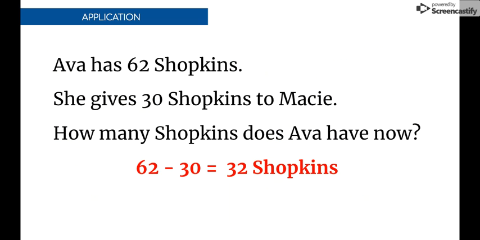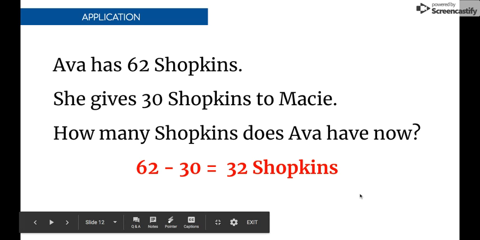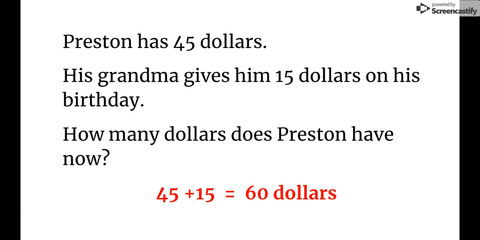All right, so for the next part of my lesson, this would be the application, and I would have them get together as partners and solve these next two problems. And I just went ahead and did it for you, but it's Ava has 62 Shopkins. She gives 30 Shopkins to Macy. How many Shopkins does Ava have now? And we have our number sentence there. I didn't go to the trouble of making the number line for these.